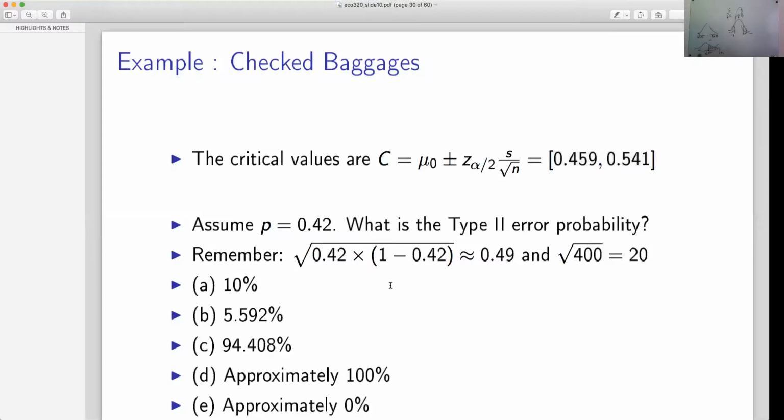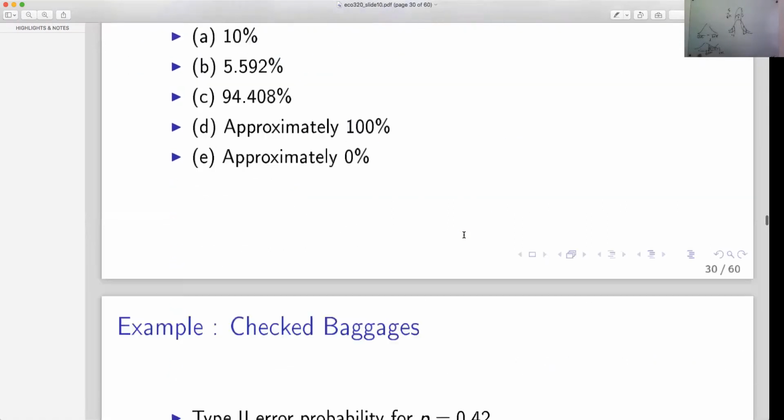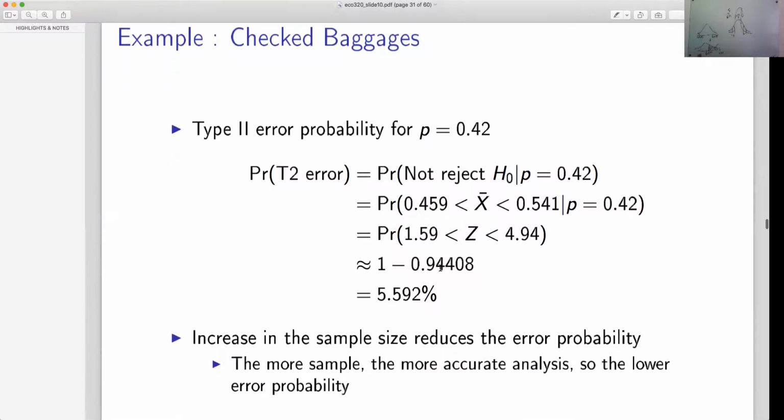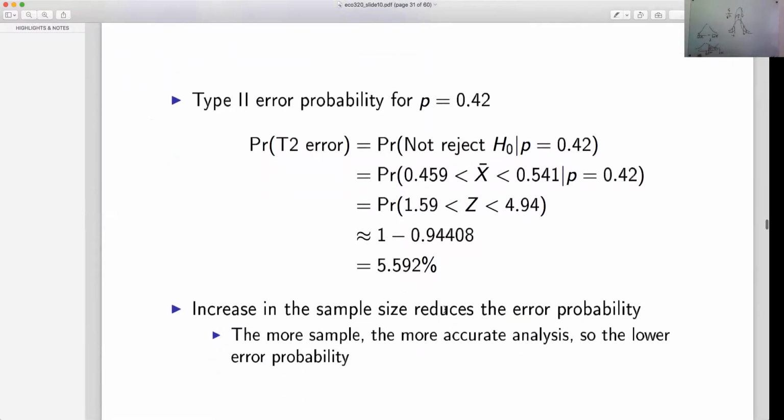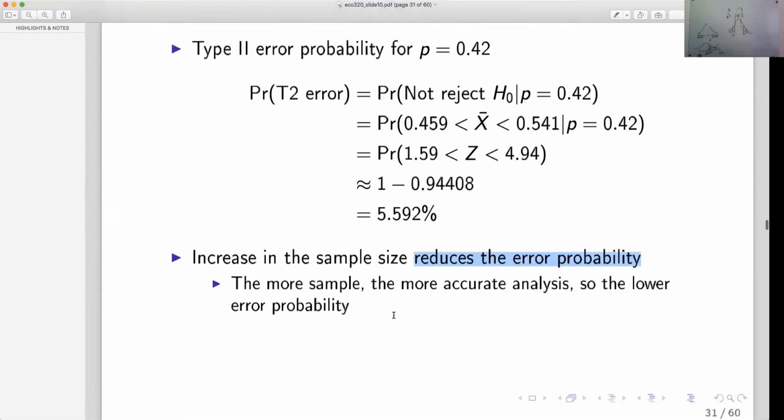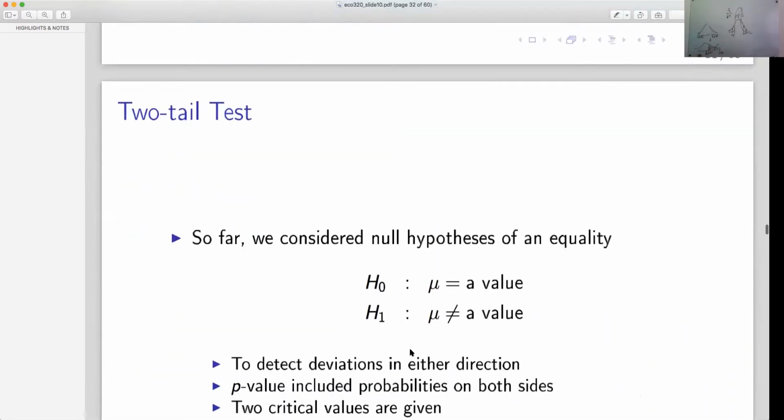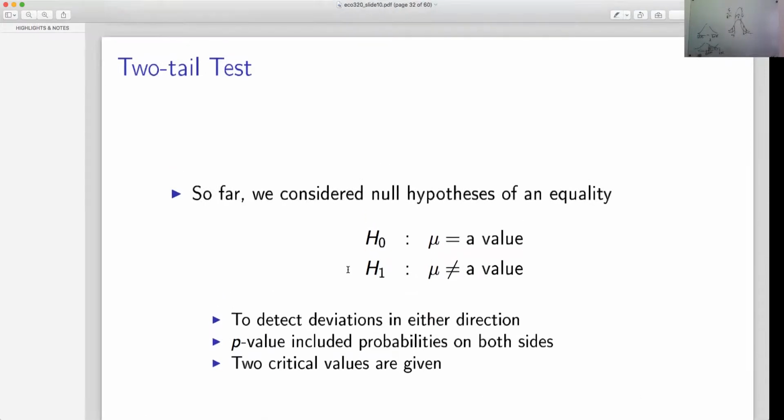So let's make the assumption of this. What is the type 2 error? Remember, this is the case because you have to use this statement for type 2 error. Your answer would be 5.592 using this step. Increasing the sample size reduces the error probability. The more samples, the more accurate the analysis, and the lower the error probability. Just think about how this answer might change if you change the standard deviation as well. But sample size is important. Now we are shifting gears to the one-sided table.